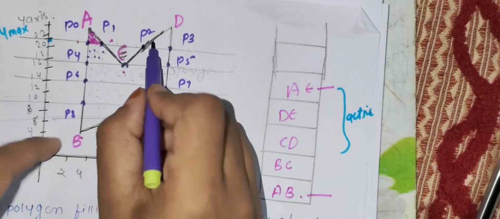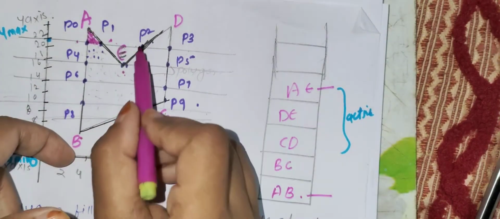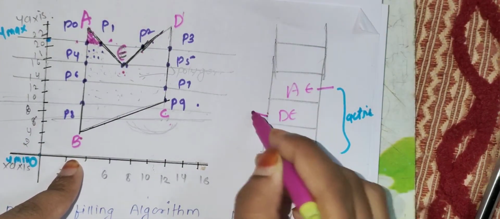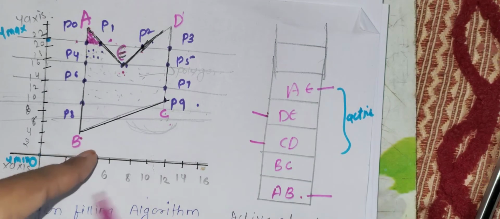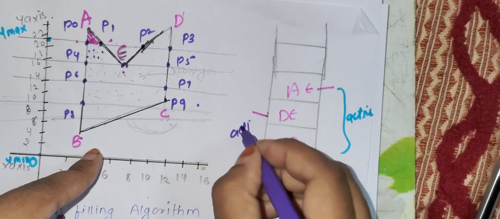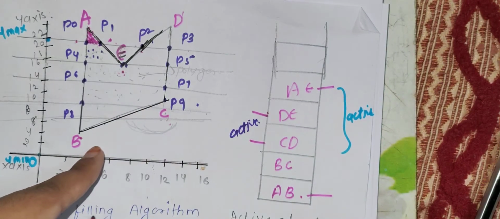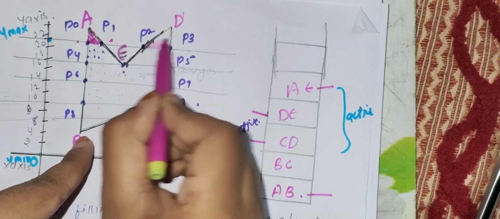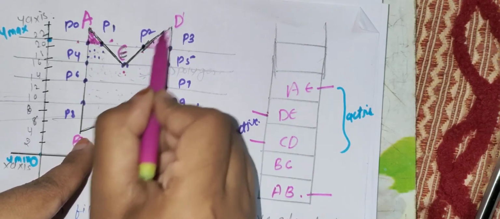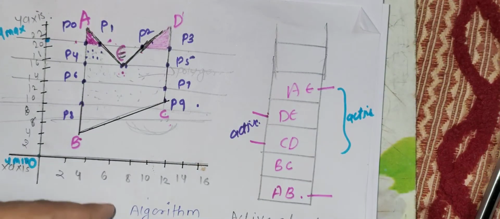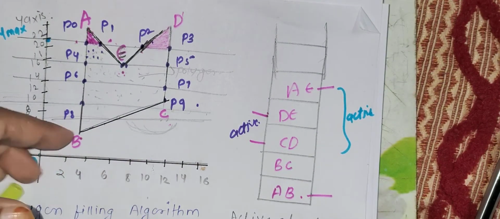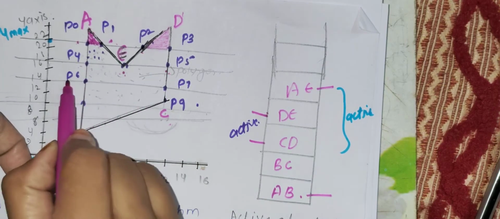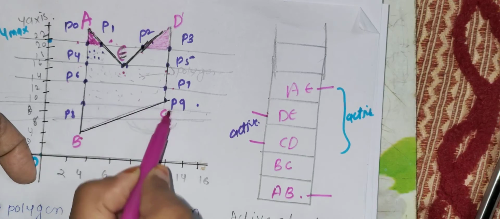Now next our points are P2 and P3. For P2 and P3 the edges are DE and DC. DE and DC will be active at that time, and the other edges will be deactivated. They grant the permission for P2 and P3, and the pixels take the permission and start filling the polygon. So on. Then next P4 and P5 will fill the polygon, then P6 and P7, then P8 and P9.